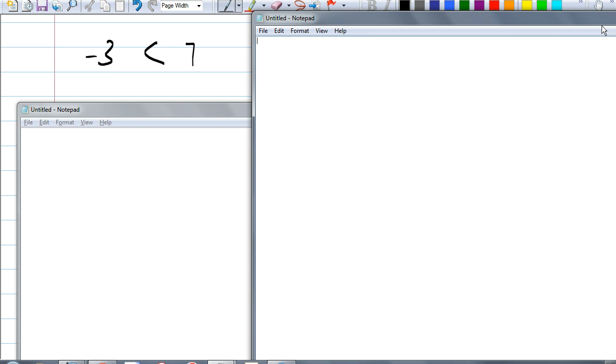Yeah, these are called the... Not quite. Inequalities is correct. So I'm using inequality symbols to compare these numbers. Can somebody read what it says here with that less than? -3 is less than 7. Is this true, class? Yes, it is. You all know that -3 is less than 7, right?